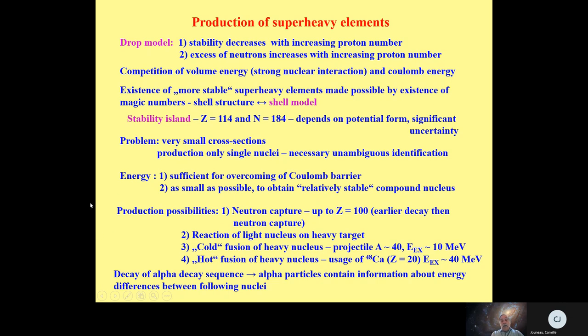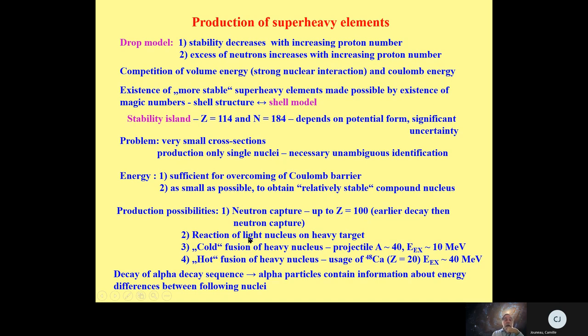And how were new atoms heavier than uranium produced? The first possibility is neutron capture. For example, it was possible to produce neptunium and plutonium and heavier elements in a reactor by neutron captures. That means there will be a capture of a neutron, after that a beta decay, and you will obtain neptunium from uranium. Two beta decays, and you will obtain plutonium.